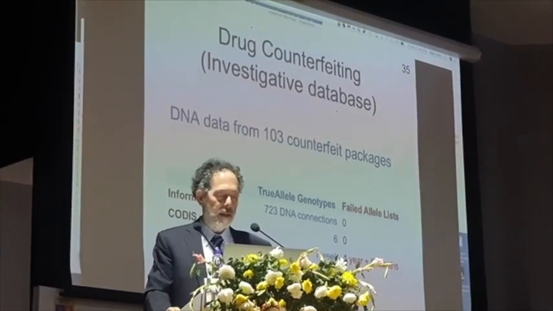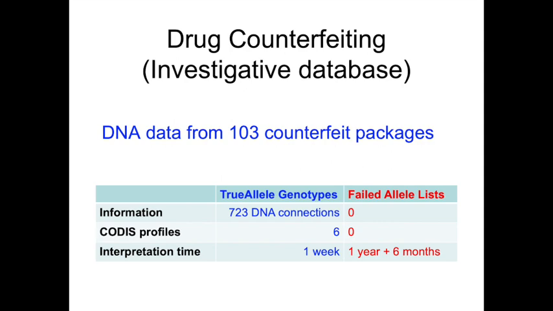Drug counterfeiting. A company sent us data from over 100 counterfeit packages. A crime lab using the old failed CPI methods that crime labs use with thresholds said there was no usable information. There was nothing there. Given the same data, we found over 700 DNA connections and 6 profiles that could have been uploaded to CODIS if that was the project, which it wasn't. The lab spent 1.5 years finding nothing. All the TrueAllele computation was done automatically in a week.